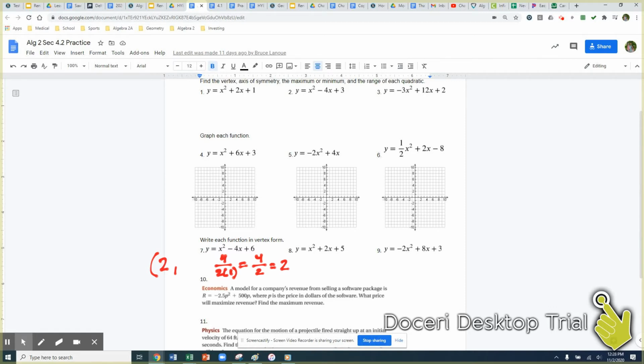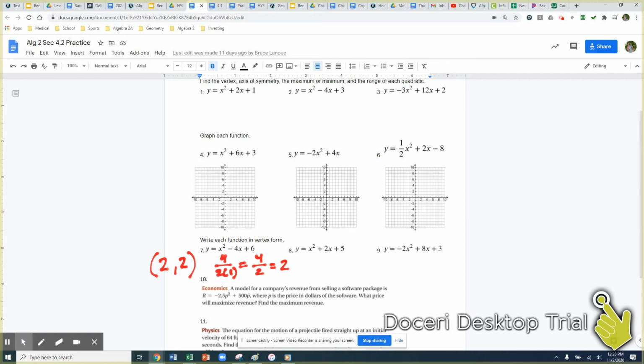Then what I would have to do is take the 2, put it back into the function, and see what my y is. We can do this mentally, it's pretty small numbers. So 2 squared is 4, minus 4 times 2, which is 4 minus 8, which is negative 4, plus 6 brings me back to 2. So this is just an anomaly. My vertex is at the point (2, 2). So if I want to write this in vertex form, the 2, 2 now is my h and my k to put it into vertex form.